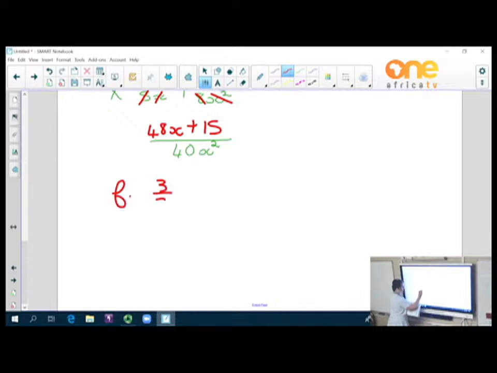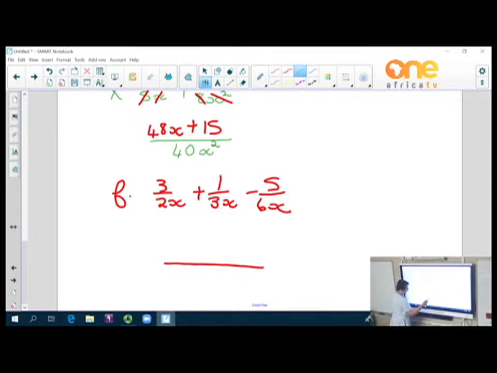3 over 2x plus 1 over 3x minus 5 over 6x. I need to find the LCM. What would be the LCM of 2, 3, and 6? It will be 6x. So multiply with your LCM, times with your LCM, and cancel.